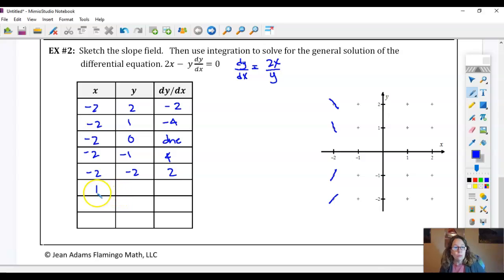How about if we just randomly pick 1 and then 2? So 1 and 2 would be 2 over 2, which is 1. So at the point 1, 2, I'm going to have a 45-degree angle. Let me make that one maybe not quite so steep, a little bit flatter there. If we try the point 1, 1, that would give us a slope of 2, so just a little bit steeper. And then how about the point, I don't think I want to do 1, 0, because I know that one's not going to exist. So how about 1, -1? So that would be 2 over -1. That would be a -2. So going downhill, kind of a little bit of a steep slope. All right, I'm going to stop the video and I'm going to finish up my slope field.